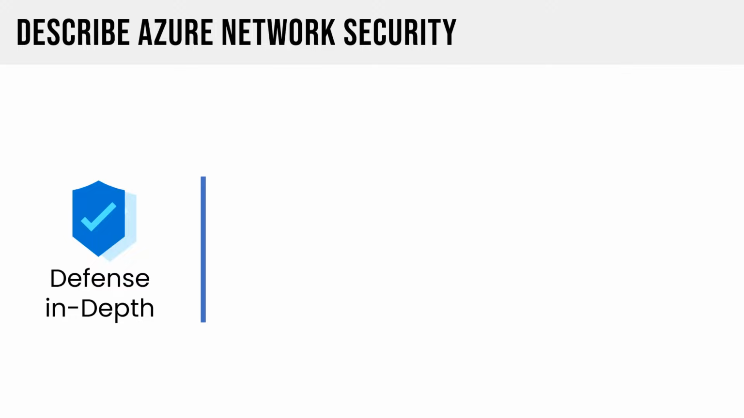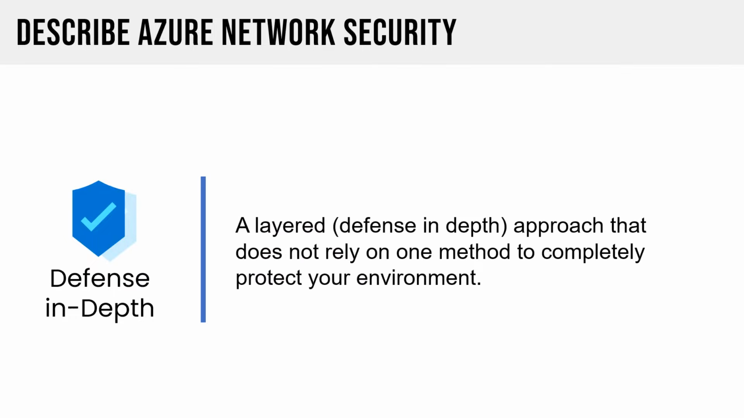Next up, let's talk about defense in depth. This is really just the concept of a layered approach that doesn't rely on one method to completely protect your environment. We implement anti-malware protection on our endpoints, but we also turn on a firewall, and we perhaps enable extended detection and response, or XDR capability. So we're adding multiple layers because we don't have to catch attackers at every layer, but we have to have at least one layer in there that catches them before we get to that breach scenario.